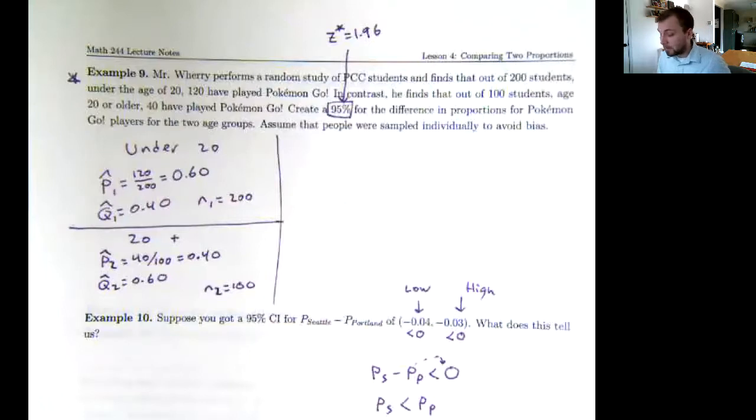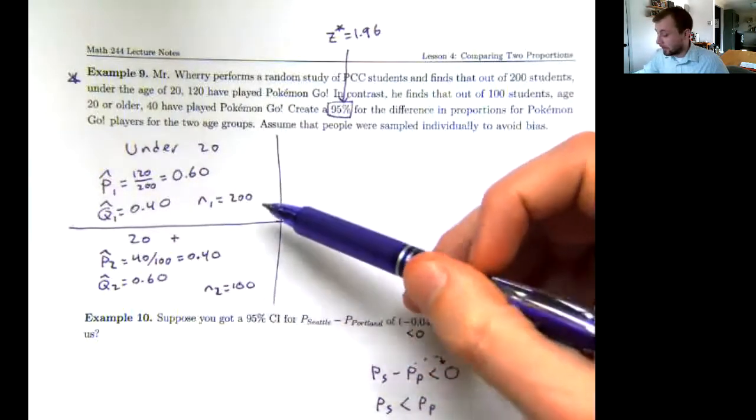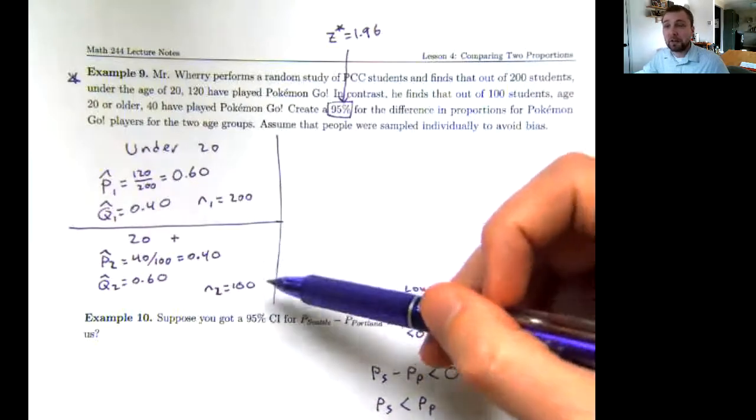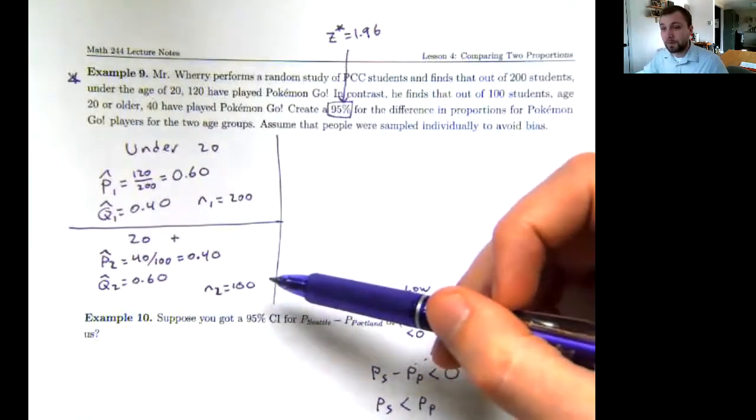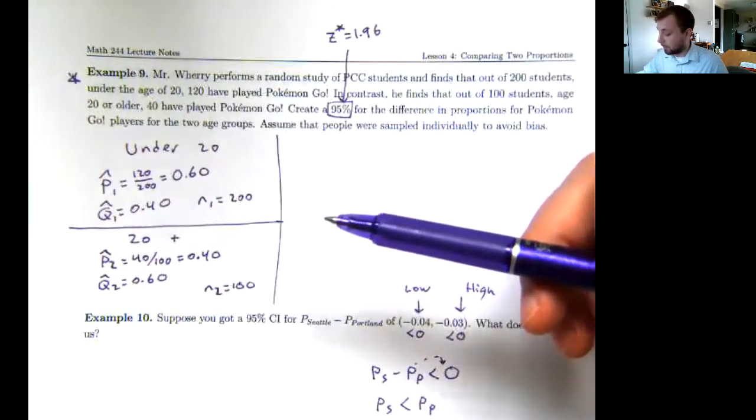Now, before I create the interval, I'm going to talk about the assumptions. First, it says I did a random study for both of these things, so I passed random. Second, one person playing Pokemon Go might affect another person playing Pokemon Go, but 200 and 100 people in these age groups is well under 10% of all people in those age groups. So I'm good for independence based off the 10% rule.